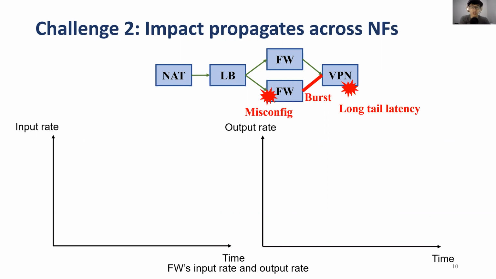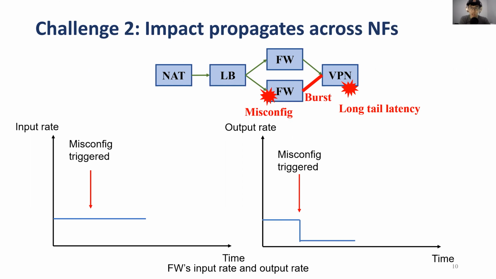Specifically, in the same example, now let's move our focus to the firewall. Why does the firewall send the burst? Here is the timeline of input rate and output rate of the firewall. In the beginning, the input rate is normal and the output rate is equal to the input rate. At this time, an incident, a misconfiguration, is triggered by certain flows, which causes the throughput of the firewall to drop to a low number. Therefore, even if the input rate stays the same, the output rate is very small.